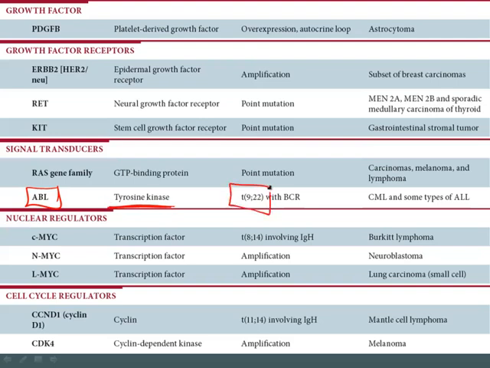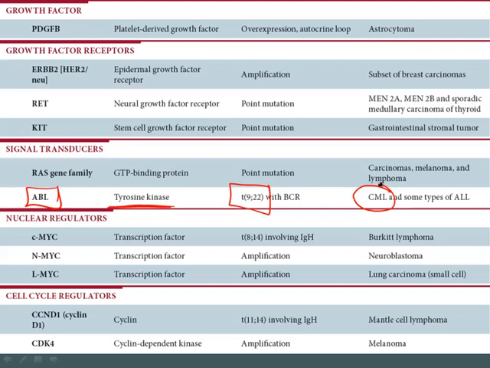When there's a 9;22 translocation, there is overactivation of this tyrosine kinase, and this overactivation classically results in CML. So this is another example of overexpression of a signal transducer. Now, it's important to note that the 9;22 translocation defines CML. But I would also be aware of the fact that the 9;22 translocation is also seen in some types of ALL, and in particular in adult ALL.